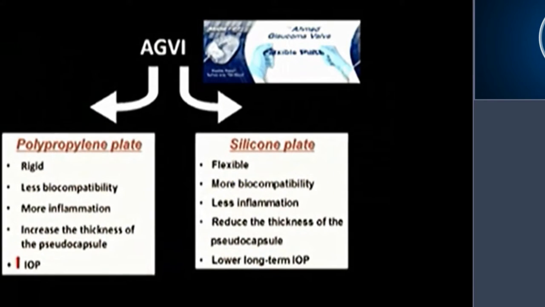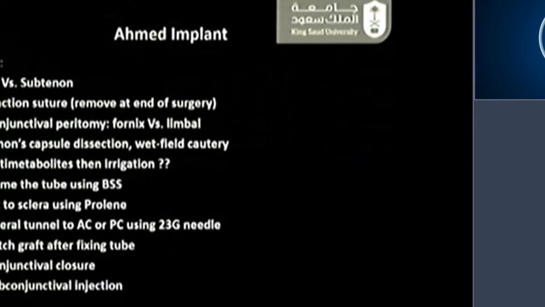The silicone is flexible, it's more biocompatible, which will induce less inflammation subsequently, reduce the thickness of pseudocapsule, and subsequently lower the long-term intraocular pressure. While the polypropylene plate will be more rigid, therefore less biocompatible, and will induce more inflammation. It will subsequently increase the thickness of the pseudocapsule, and you will ultimately have higher intraocular pressure.